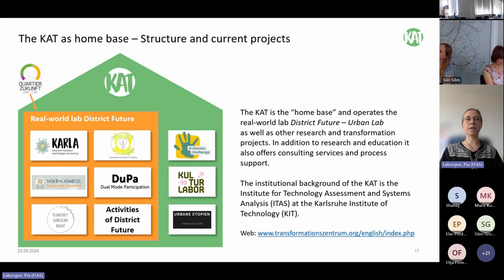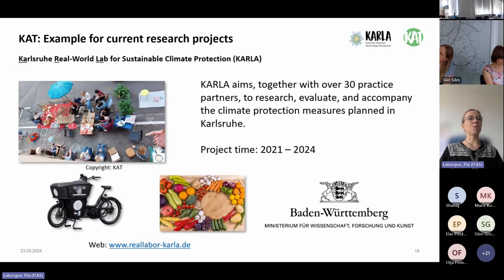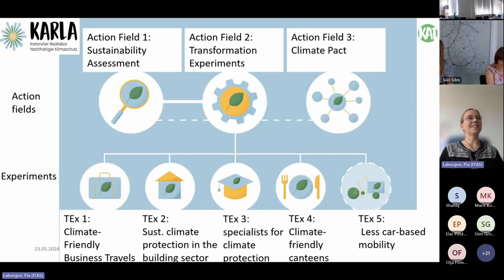Just very briefly, CUT is a home base for different projects. One project where mobility is also one part is CALA, the Karlsruhe Real World Lab for Sustainable Climate Protection, which aims to accompany, evaluate, and help realize climate protection measures in Karlsruhe. Together with more than 30 practice partners, there are different fields of action, like less car-based mobility, but it's just one of those. We also have climate-friendly business travel, sustainable climate protection in the building sector, specialists for climate protection, and climate-friendly canteens. So the real-world lab projects serve as a frame for different experimentation.